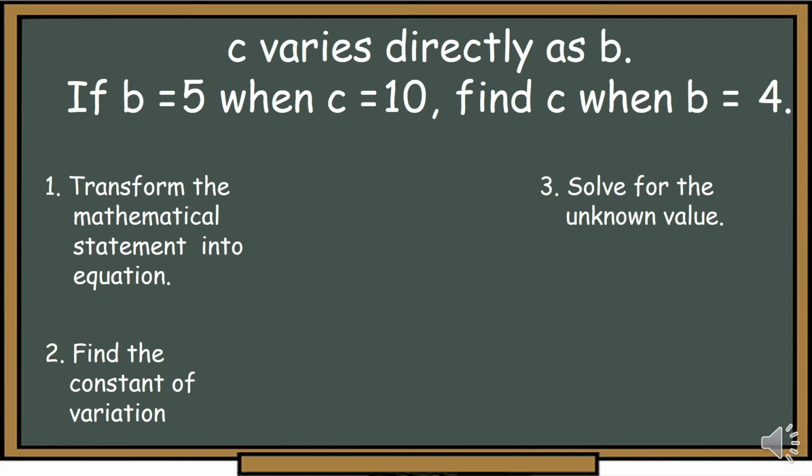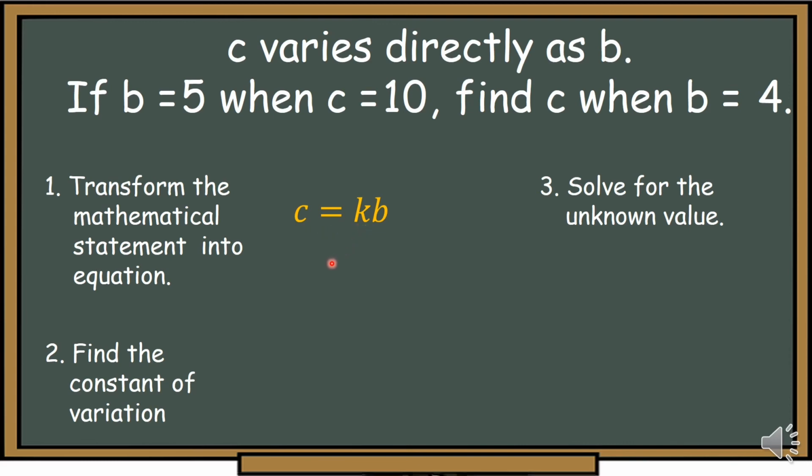C varies directly as b. If b is equal to 5 when c is equal to 10, find c when b is equal to 4. Okay, first step, transform the mathematical statement into an equation. C varies directly as b. That is c equals kb. Now, let us find the constant of variation.